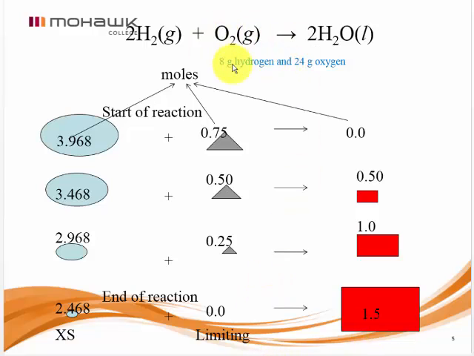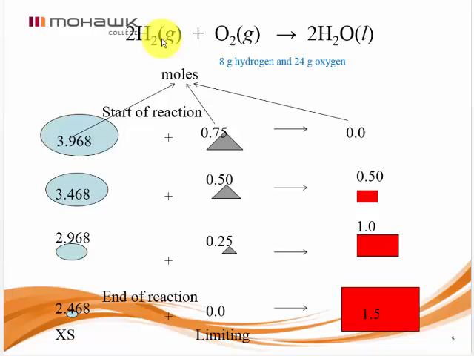8 grams of hydrogen here would give us 3.968 moles, and this number of moles would be reacting with 24 grams of oxygen, which corresponds to 0.75 moles of oxygen. At the beginning of the process, we don't have any product, so 0 moles of water would be produced. With the reaction progressing, we can see that 0.25 moles of oxygen is consumed and 0.5 moles of hydrogen is utilized in the process.